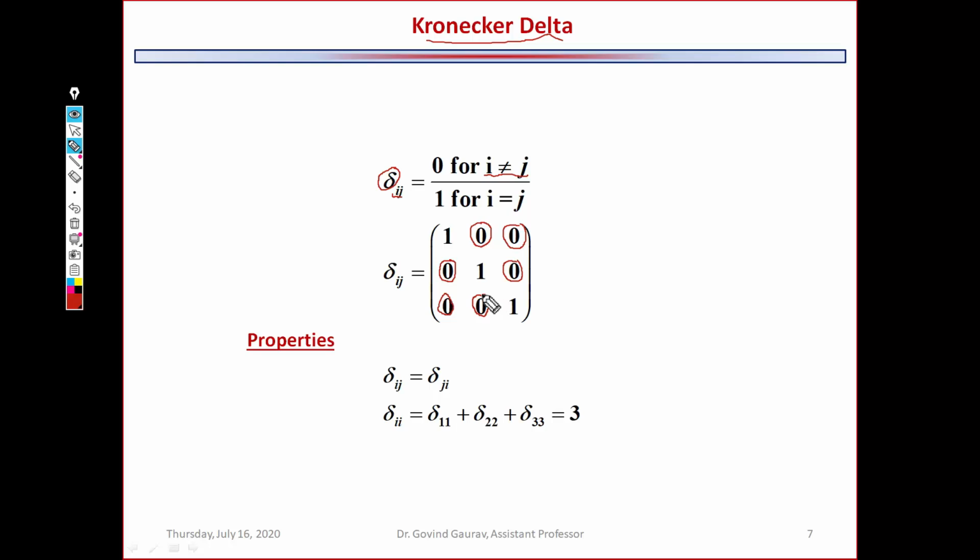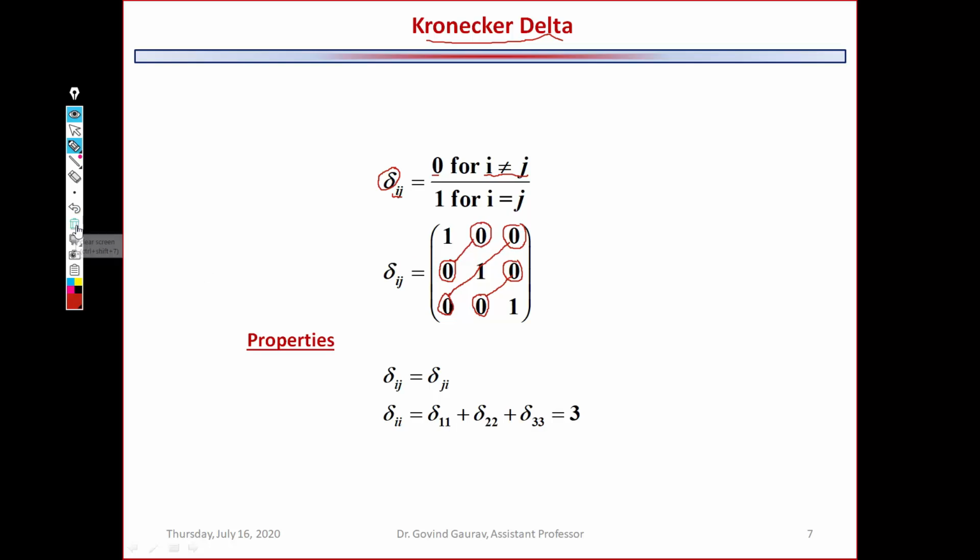At these locations the rows are not equal to the columns. This means that i is not equal to j. At those locations the value of the Kronecker delta will be equal to 0, and also these are symmetrical. So this value will be equal to this value, would be equal to this value. When i is not equal to j, these are known as the off diagonal elements, and these elements are 0.